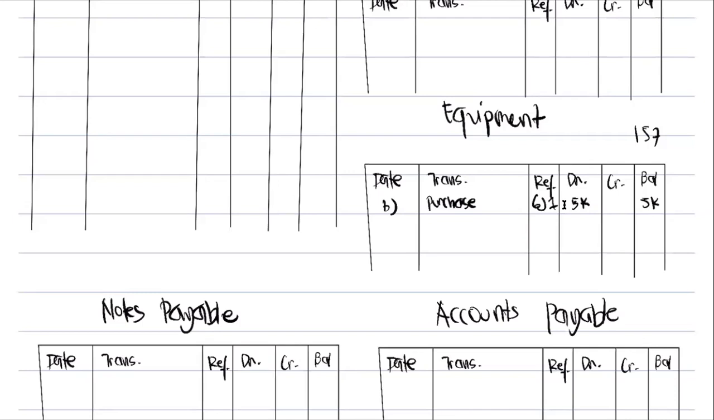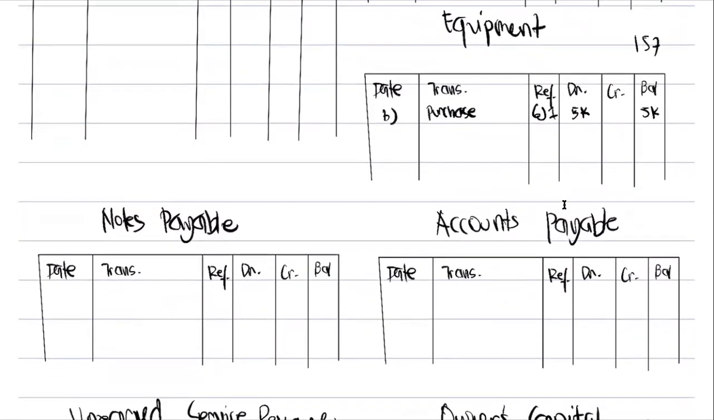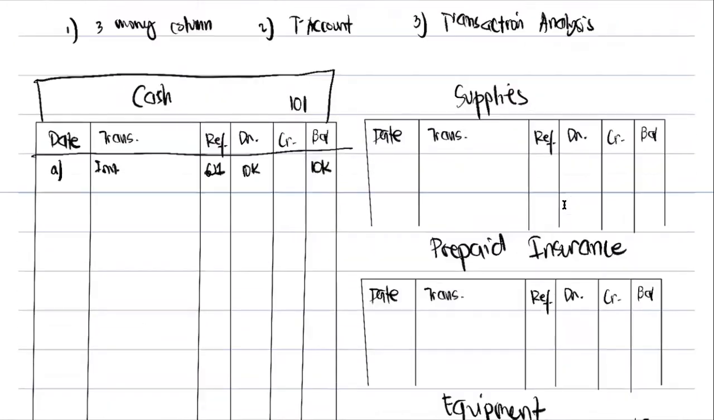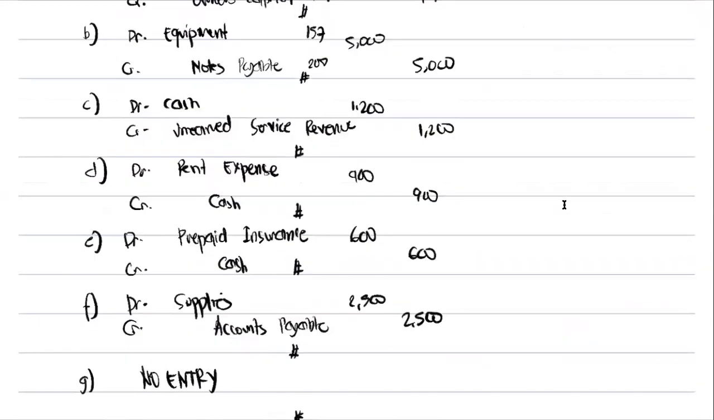Okay. Also, we have here notes payable. Notes payable 200 from transaction letter B. So we have here purchase of equipment. Reference GJ1, credit of 5,000. So balance is 5,000. We proceed to letter C.